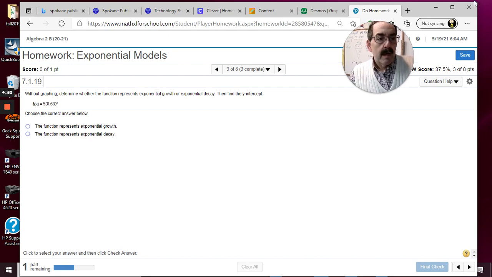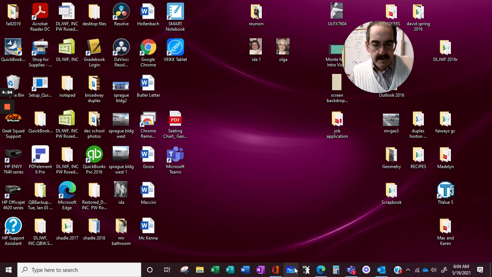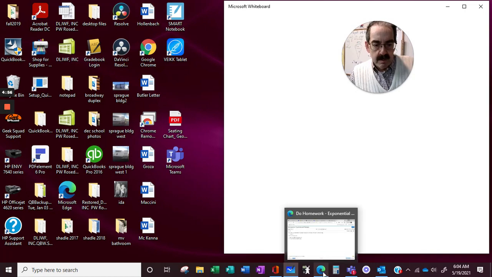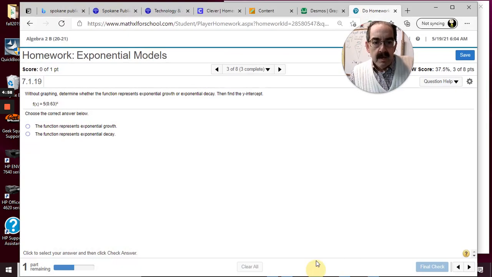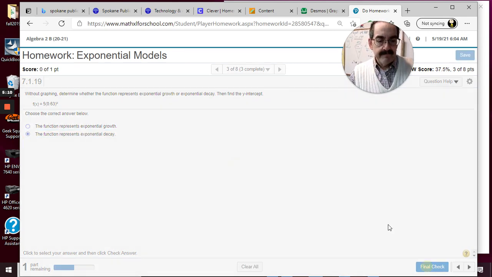Cool. I need to start our smartboard, our whiteboard, so that we can do these problems. Okay, 0.63, less than 1. Less than 1 is decay. So like half-life, right? 0.5. All right, so this is a decay.